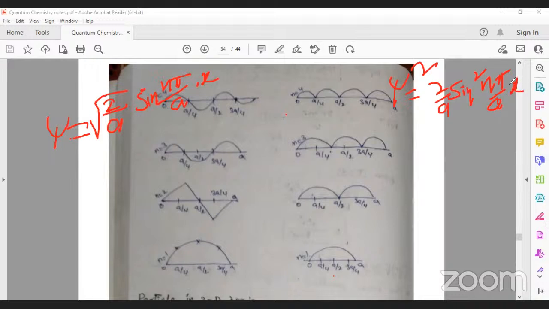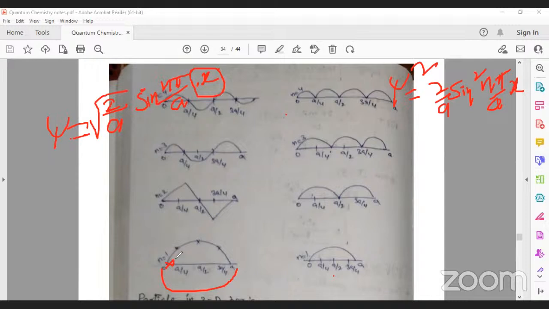Here x will be there. The x values we are going to substitute are from 0 to a. When x equals 0, that means sin 0, and sin 0 becomes 0. Next we take x equals a by 4. Here we are saying n is equal to 1, so in place of x, substitute a by 4. The a gets cancelled, and pi by 4 is 180 by 4, which means 45.